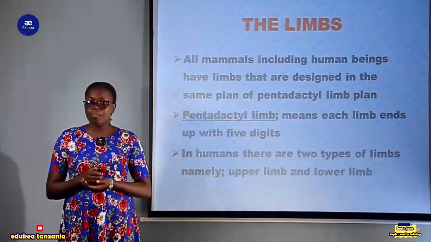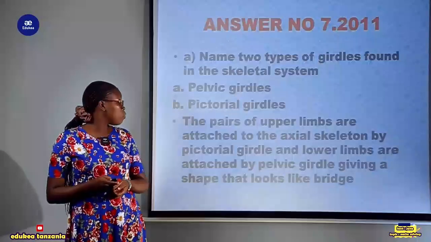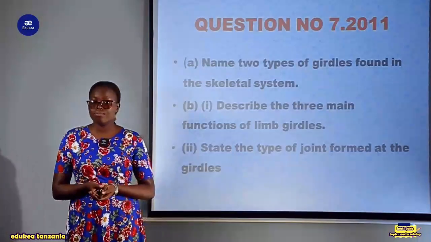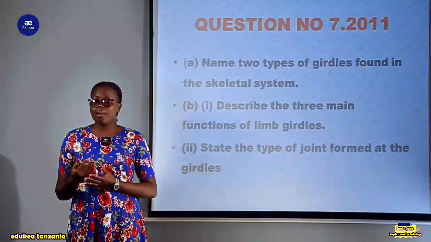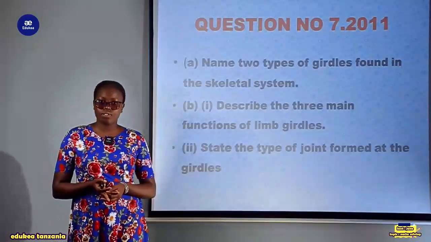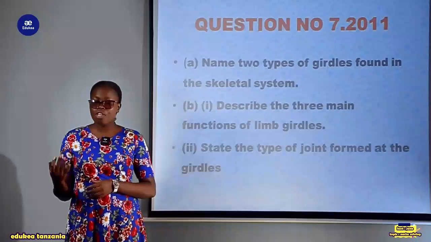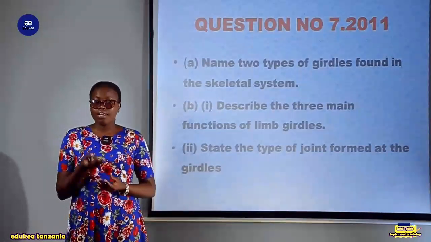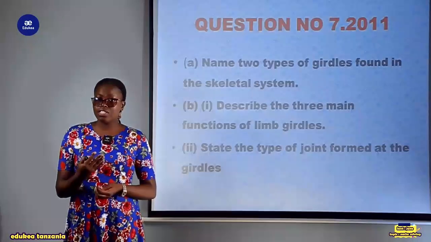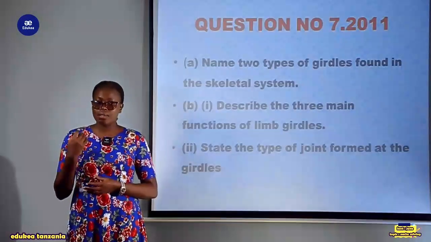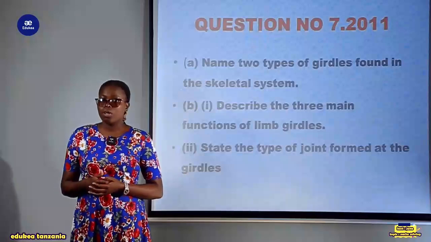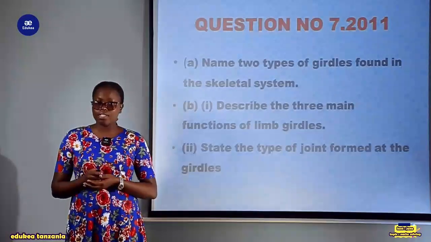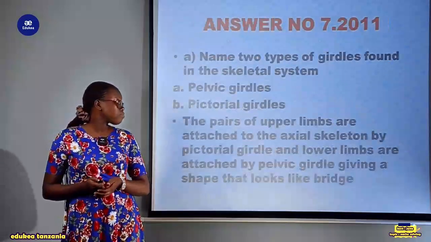So for the second question, we are asked to state and describe the three main functions of the limb girdles. Only three. You have not been asked to explain what limbs are, just three functions. But for the advantage of those who have not gone through this topic, let us cross-check on the concept of the limbs a little bit. After that we can state the three functions of the limbs.